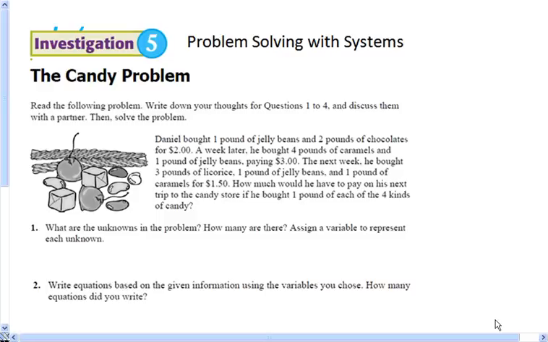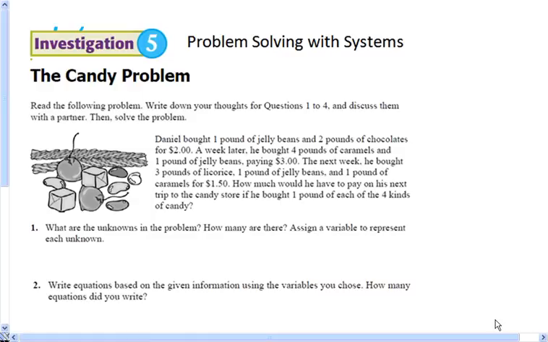The objective of this lesson is to solve problems by using these new methods we've learned for solving systems of equations. So basically we have to learn how to write a system of equations to represent a problem and then choose the most appropriate method for solving those.